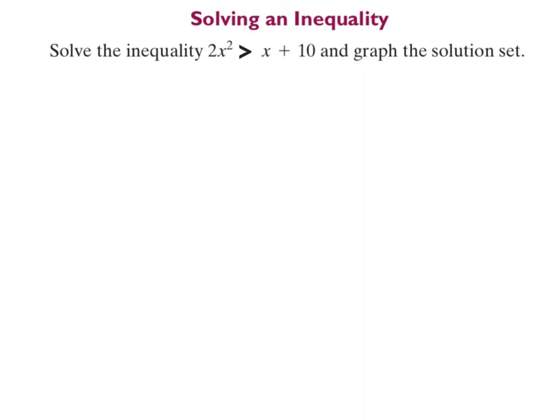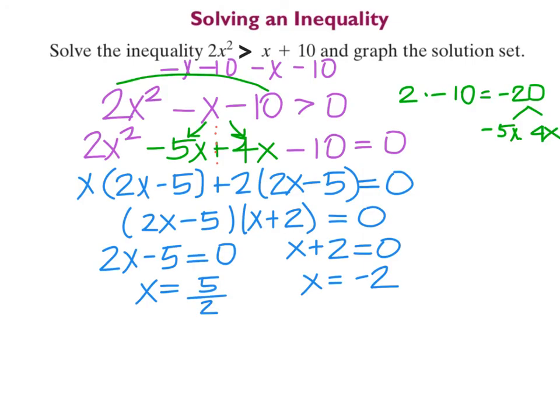So let's do it. Once I move over the x and the 10, I get 2x squared minus x minus 10 is greater than 0. I just set that equal to 0. So I'm going to use factoring by grouping in order to factor this, but there are so many other ways to factor a quadratic with a leading coefficient that is not one.